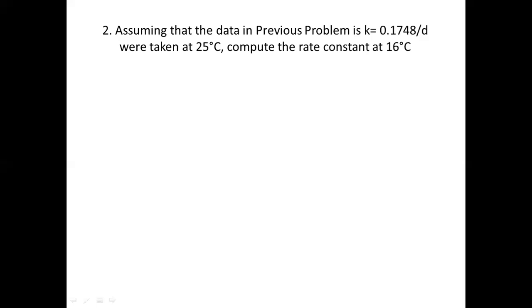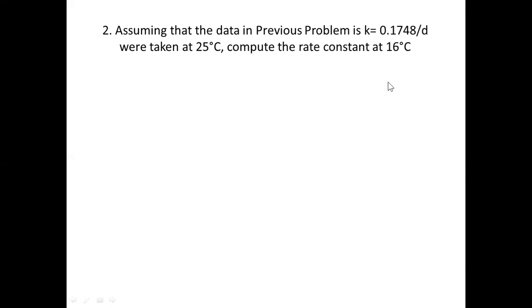This video is all about the second problem for BOD calculation. Assuming that the data in the previous problem, from our first example problem, we already solved for the K. We're going to use that value in this second problem as K is equal to 0.1748 per day, taken at 25 degrees Celsius. Compute the rate constant at 16 degrees Celsius.